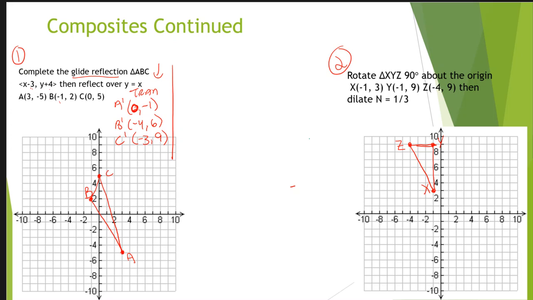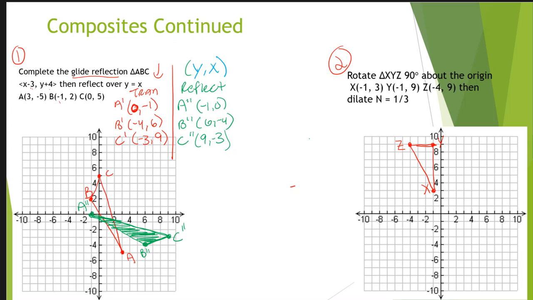So now I'm just going to reflect it over y equals x. So when I reflect it over y equals x, the rule is that they switch places. So this is now going to be y, and this is now going to be x. They switch places. So now I'm going to list my new coordinates. So my A double prime, my final answer, is -1, 0. B double prime is 6, -4. And C double prime is 9, -3. And I would now be able to graph those points. So I'm going to plot this, and then I'll unpause it so you guys can see my final graph.